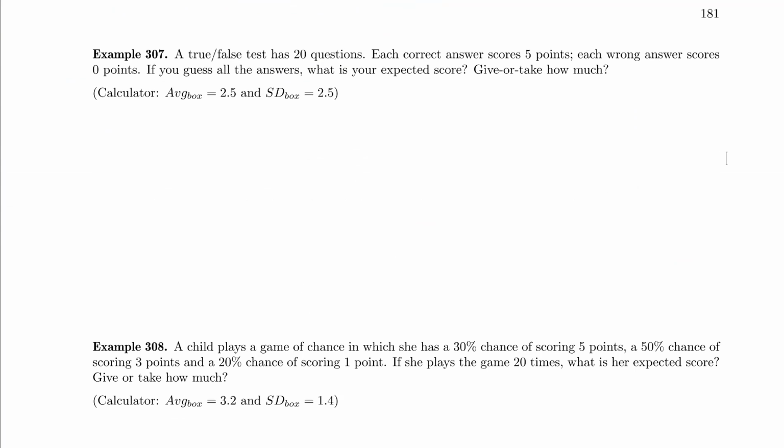Next example, a true-false question has 20 questions. Each correct answer gives 5 points. Each wrong answer scores 0 points. If you guess all the answers, what is your expected score? Give or take how much? Now you'll see on this one, I did give you the average of the box and standard deviation of the box. I think this one's simple enough. I'm going to go ahead and do it with you to practice, but you could just start there.